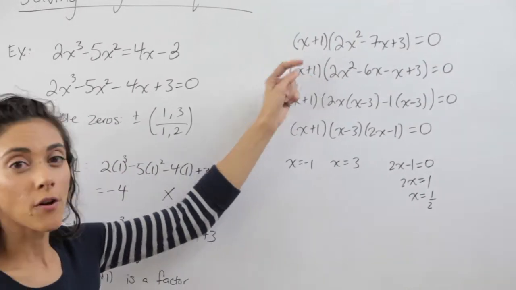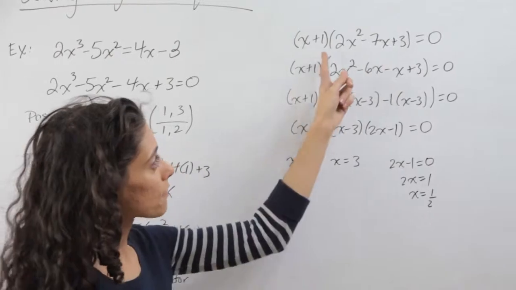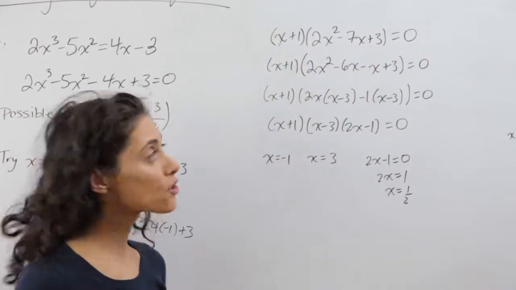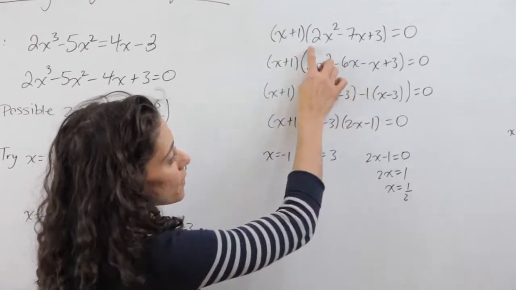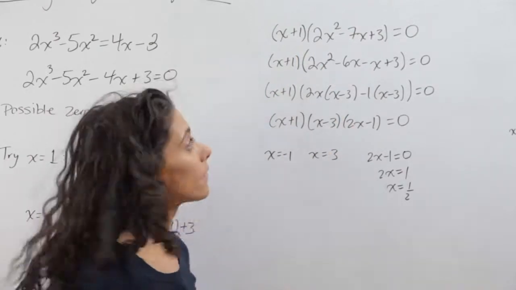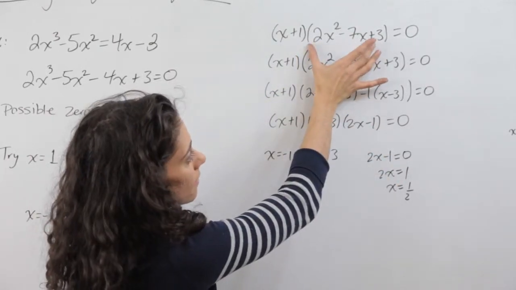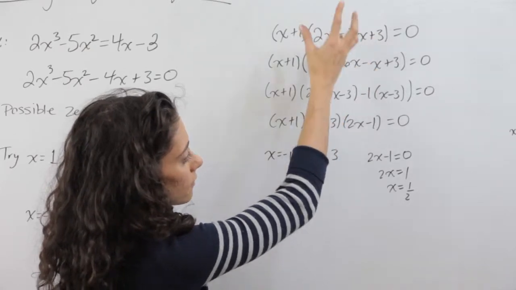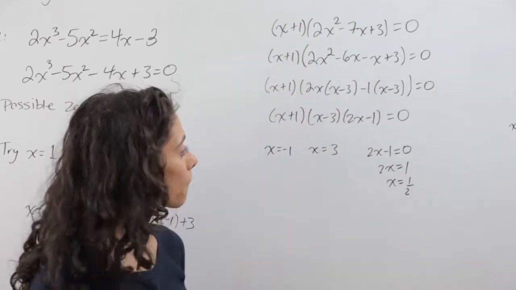Now I'm here. There's the factor I found using the factor theorem. There's the factor I found doing synthetic division. Now all that's left to do is break this quadratic down into its factors. We can do that by finding numbers that multiply to 6, add to negative 7, and continuing the way that we already know.